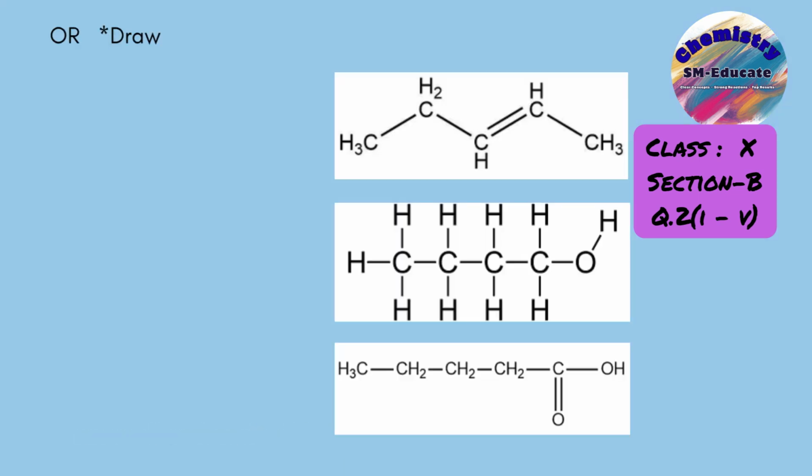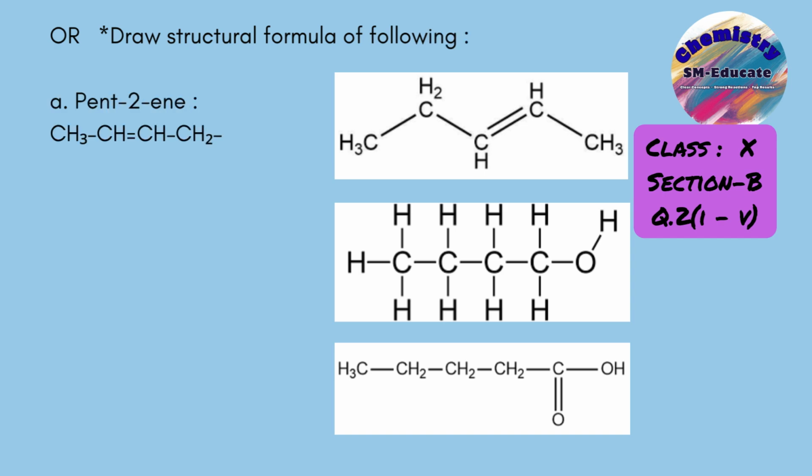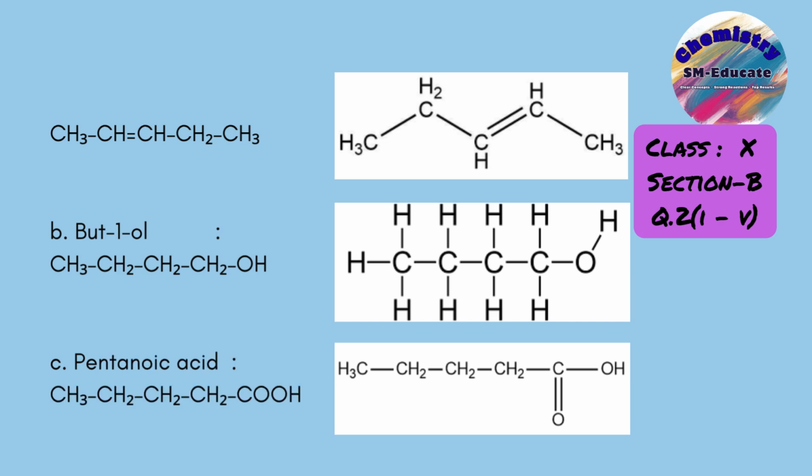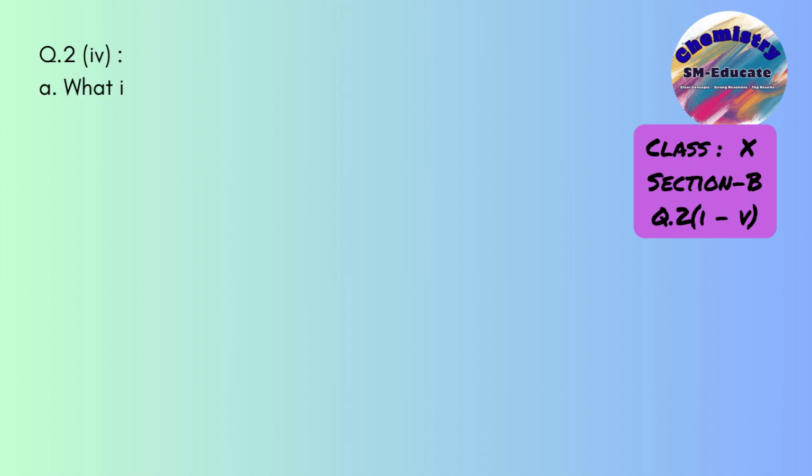Draw structural formula of the following. A. Pent-2-ene: CH3CH=CHCH2CH3. B. Butan-1-ol: CH3CH2CH2CH2OH. C. Pentanoic acid: CH3CH2CH2CH2COOH. Question 2. Part 4.